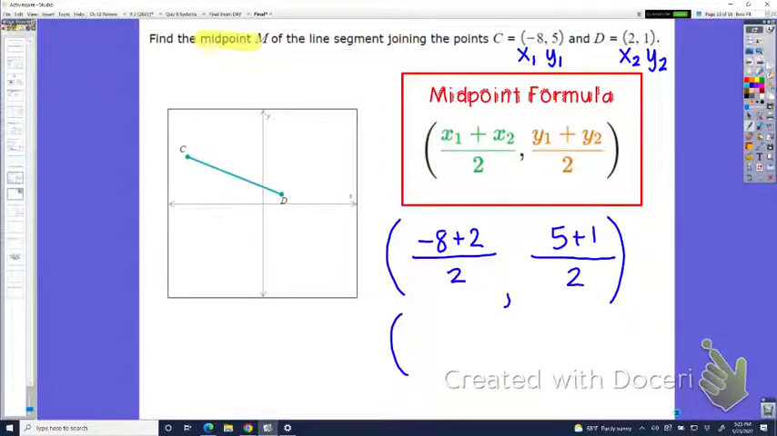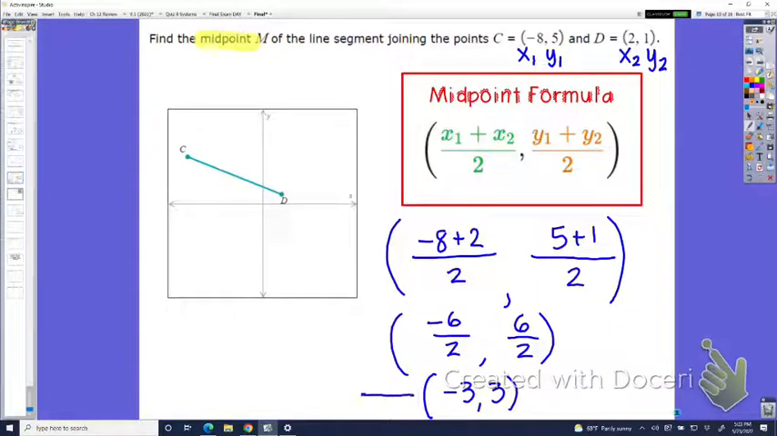So you get negative 8 plus 2 is a negative 6. And 5 plus 1 is a positive 6. And if you divide this out, you end up getting negative 3, 3 as your midpoint. And you should double check that that kind of makes sense, right? C was over here at negative 8, so this is about negative 4. So negative 3 is about here. D went up to 1, and this is 5. So yeah, it looks like it's on point here.